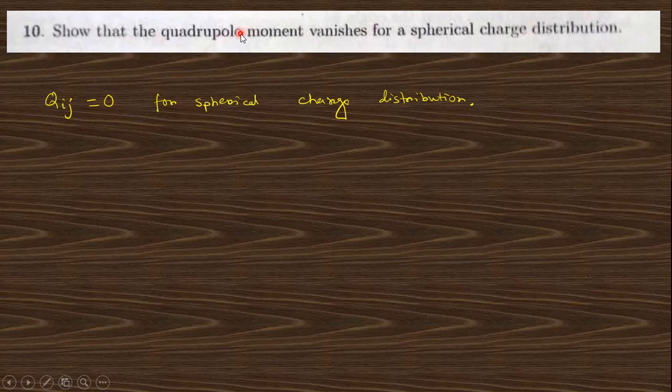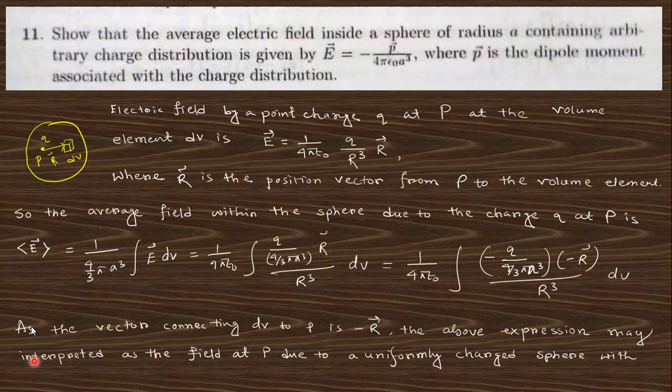The next one is to show that the quadrupole moment vanishes for a spherical charge distribution. Actually this is a statement given in these books, but I cannot solve this question at this moment. When I can do this, I will give you this PDF file, but if anyone can do this, you must comment in the comment box, right? Go to the next question.